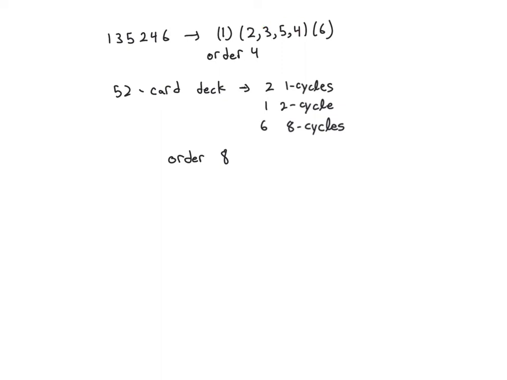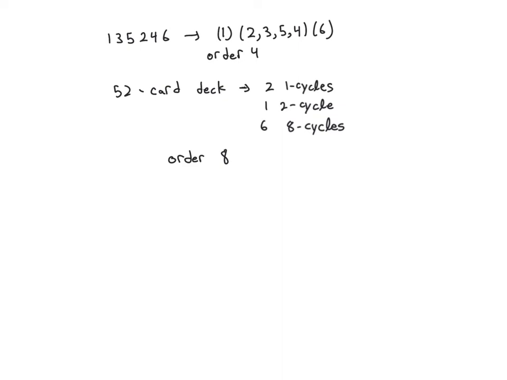So if I take it to the 4th power, 2 is going to go to itself. 3 is going to go to itself, 5 is going to go to itself, and 4 is going to go to itself. So you have to shuffle a 6-card deck 4 times with perfect riffle shuffles to get everything back in the original order. So naturally, you'd assume a 52-card deck takes more. But it turns out if you write down the cycle notation, it has 2 1-cycles, the first and last card, a 2-cycle, and 6 8-cycles.